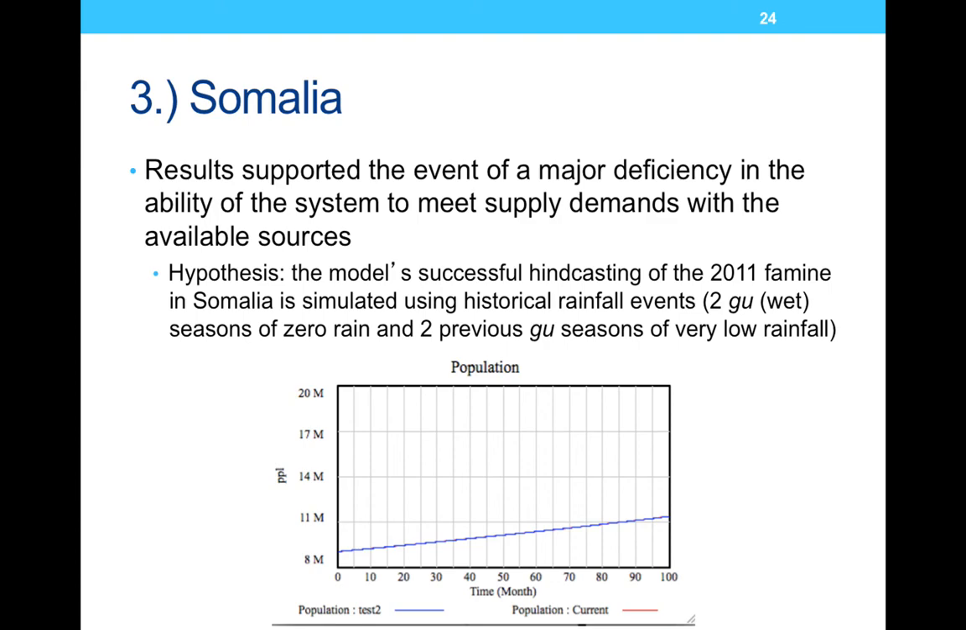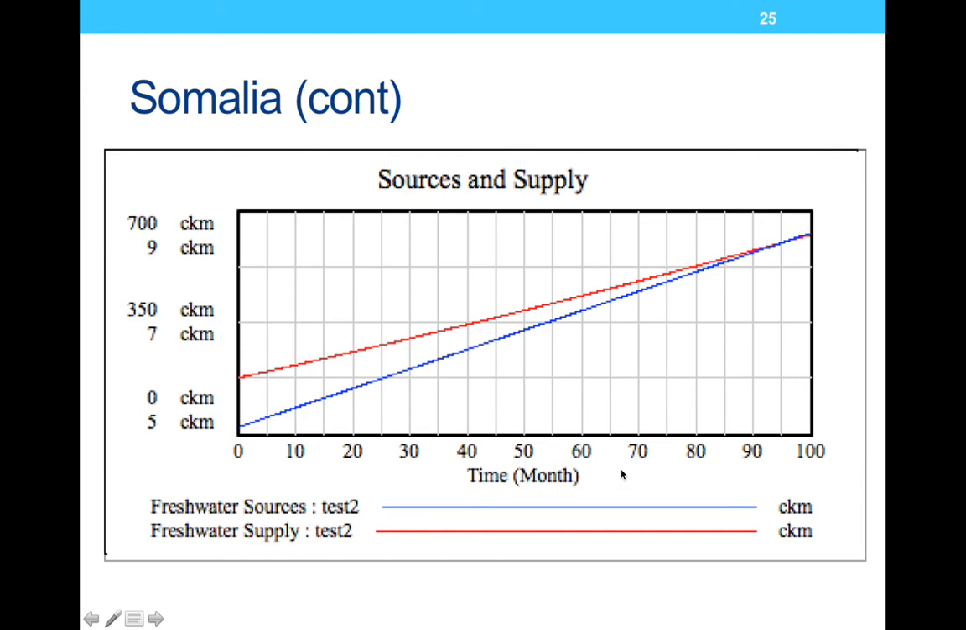This is part of how we're developing this draft paper that we're working on, to see how a model like this can be used to predict or project the set of conditions that would lead to famine in the future. Okay. So this is again the population plot, but let's look at this one here.